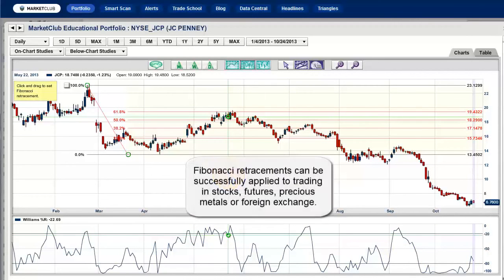So that's how you use Fibonacci and how you can benefit in your own trading. You can use this on stocks, futures, precious metals, or foreign exchange. It works. Not all the time, but it works enough of the time to certainly warrant using this tool in your own trading. Every success in the future.